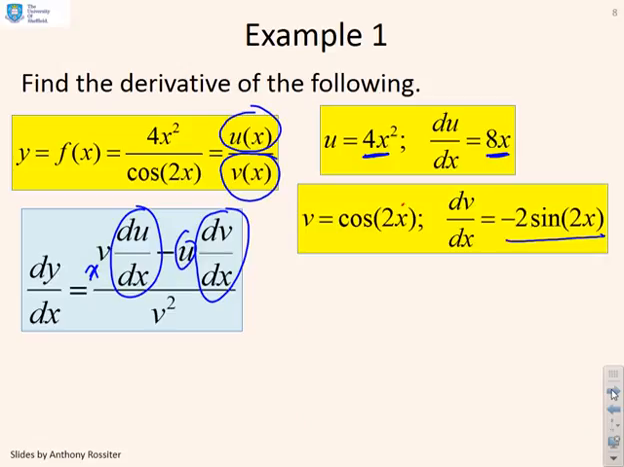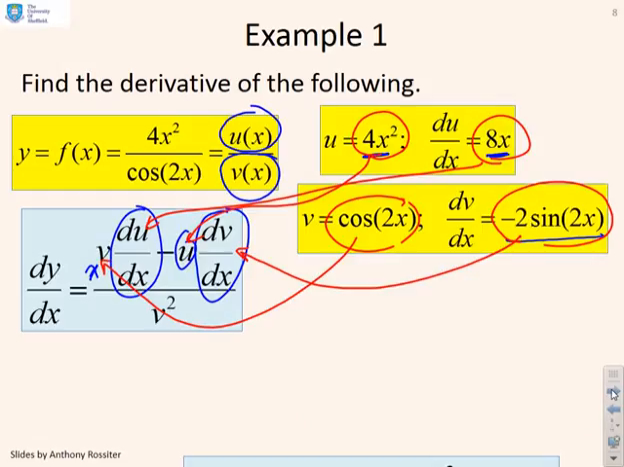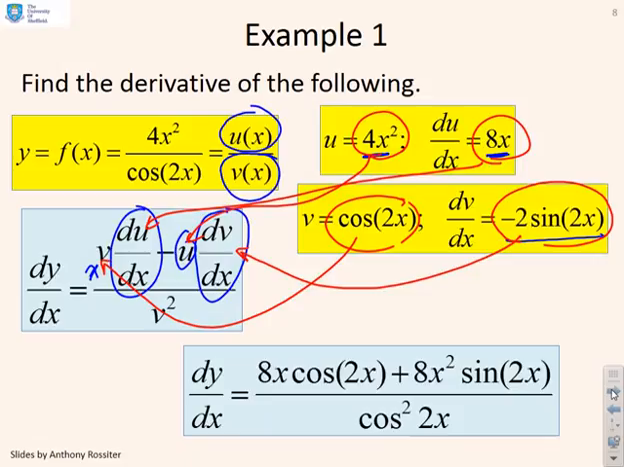So all I'm doing is taking this value here, putting it in there, this value here, putting it in there, this value here, putting it there, and this value here, putting it there. So you're just plugging them into the formula. So if you can try and keep your work tidy, define u clearly, du dx clearly, v clearly, dv dx clearly, then you can just plug them in. So when I do that, I just substitute them in, and there you see you get a nice neat answer. So dy dx is 8x cos 2x plus 8x squared sine 2x, all divided by cos squared 2x.